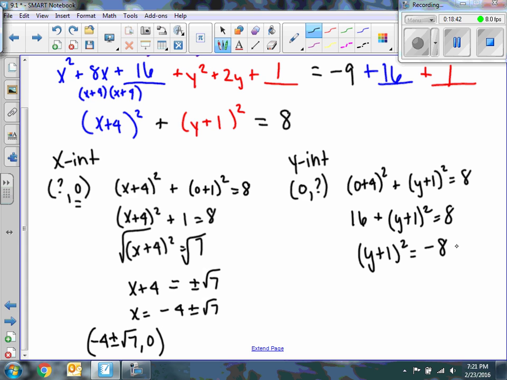Now, the problem with this is I have something squared equaling a negative number. And if you recall, whenever you square something, it's positive. So this actually can't happen. So my answer would be no solution. My answers here would be imaginary. There's no solution. So what would this look like graphically?